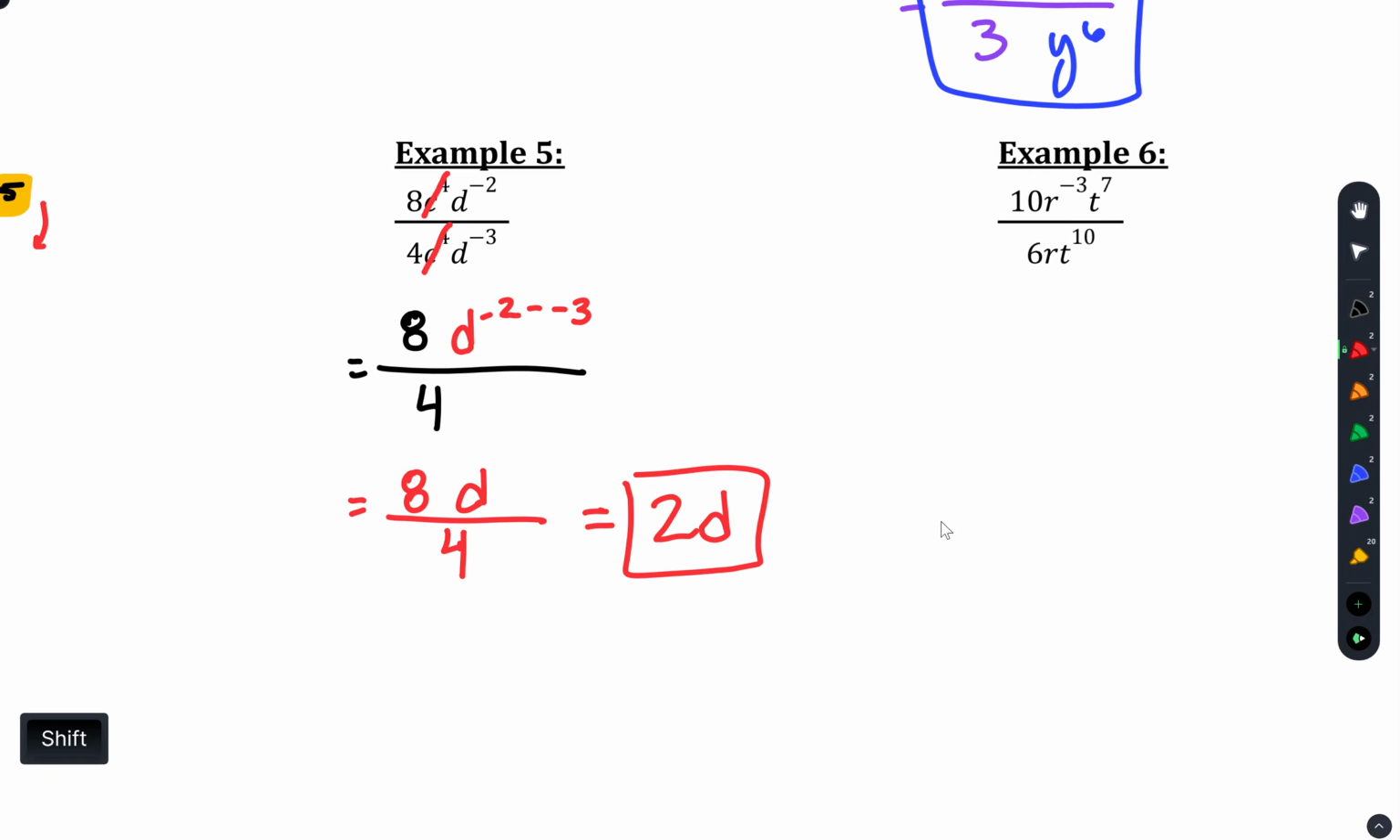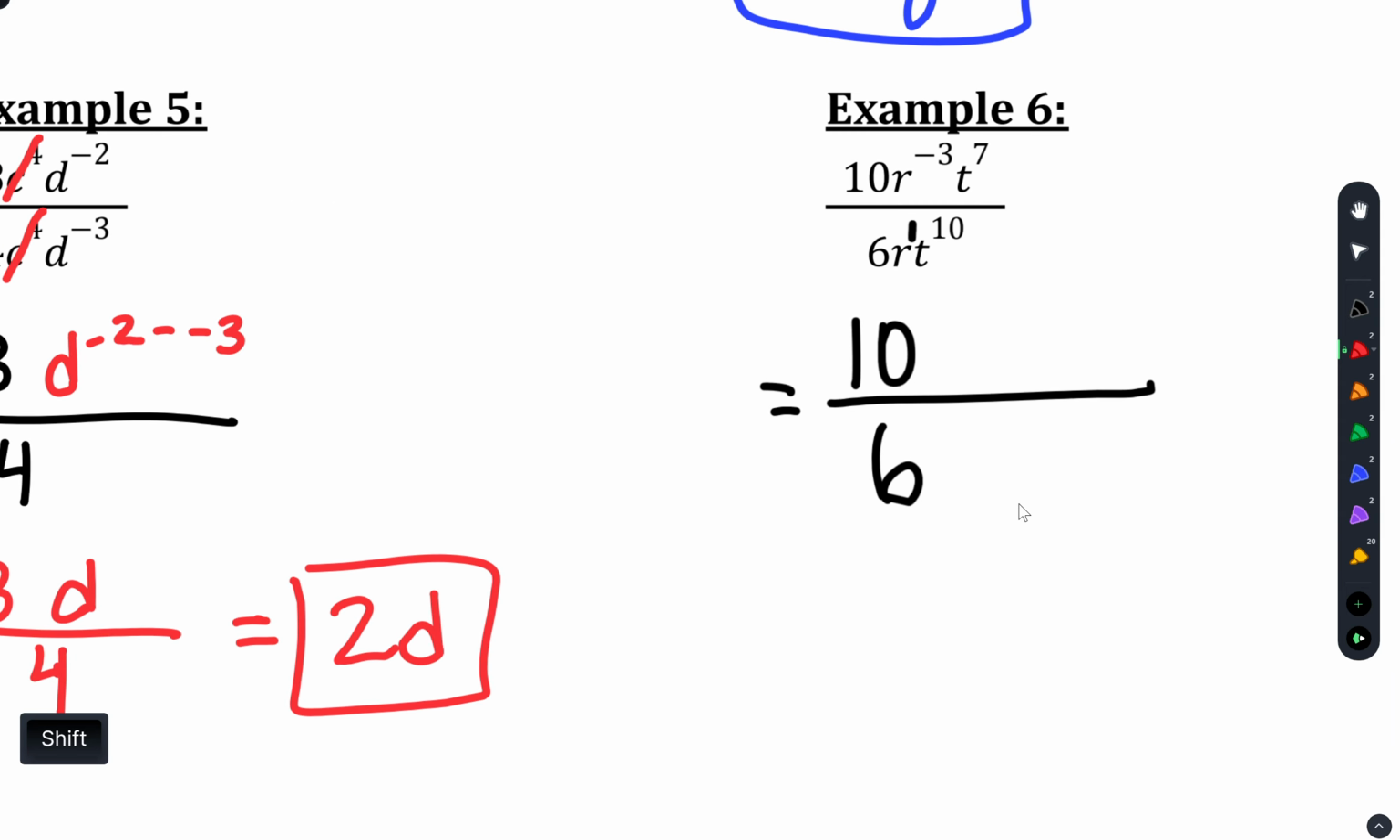All right. Help me out here. I'm going to leave 10 over 6 for right now. Where are the r's going to go? Are they bigger on the top or on the bottom? They're bigger on the bottom, right? R to the 1st is bigger than r to the negative 3rd. So we can start skipping steps once we feel pretty good about this. If I have r to the negative 3rd minus 1, that's r to the negative 4th. So in the bottom, it should say r to the positive 4th power.